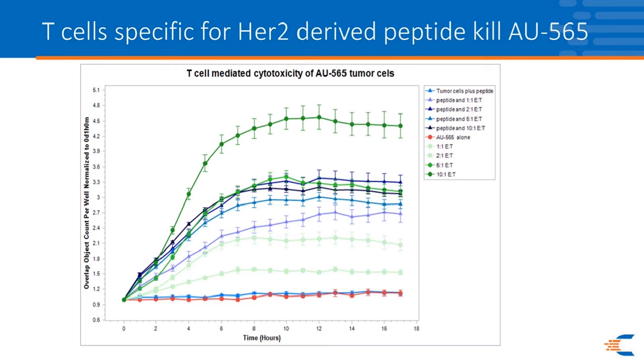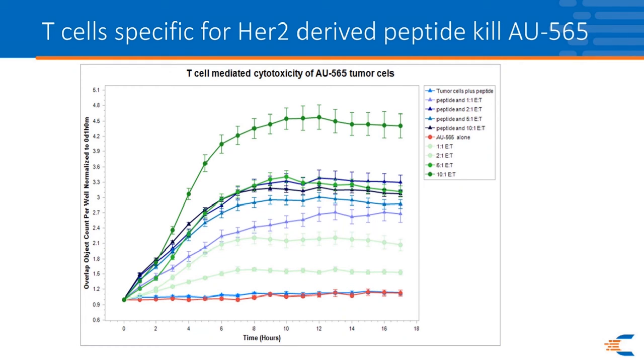Now, I was about to show this. In this case, we're looking at cytotoxicity of the AU565 tumor cell line, which is a breast cancer, and it expresses HER2. The T cells we've added to this are HER2-specific T cells. We've let the experiment run for 18 hours and collected time points once an hour. So that part happens while we're comfortably at home social distancing.